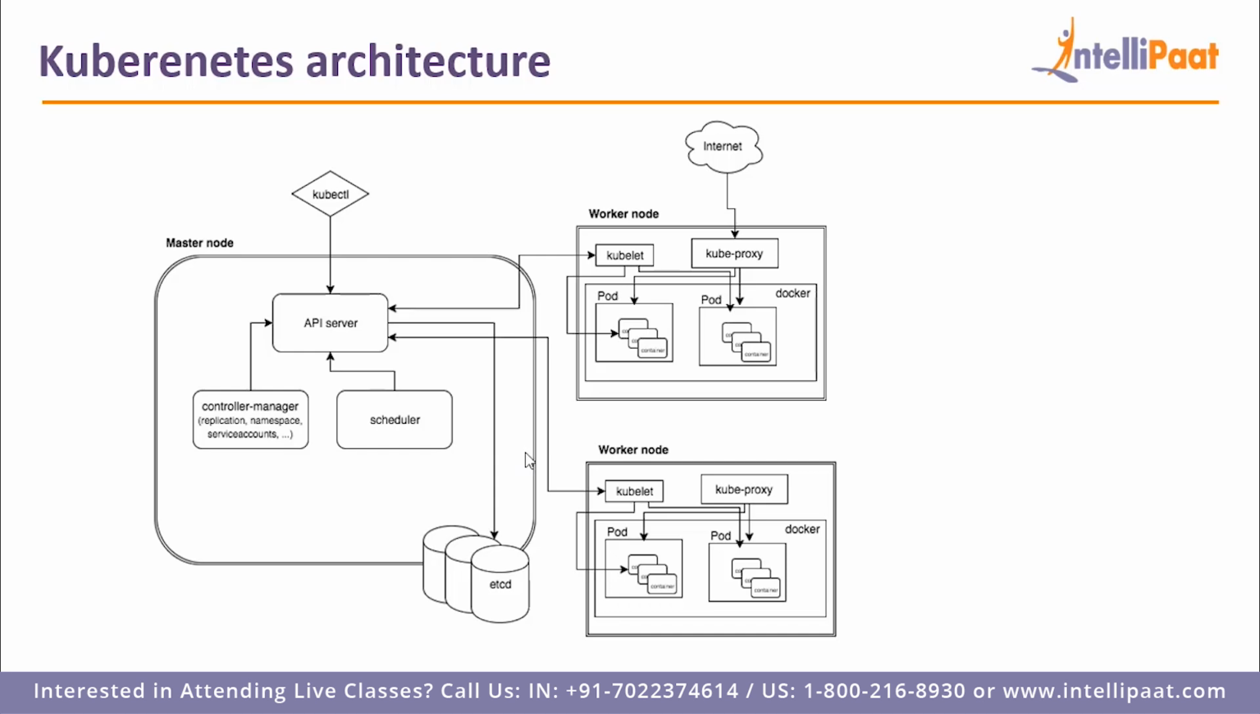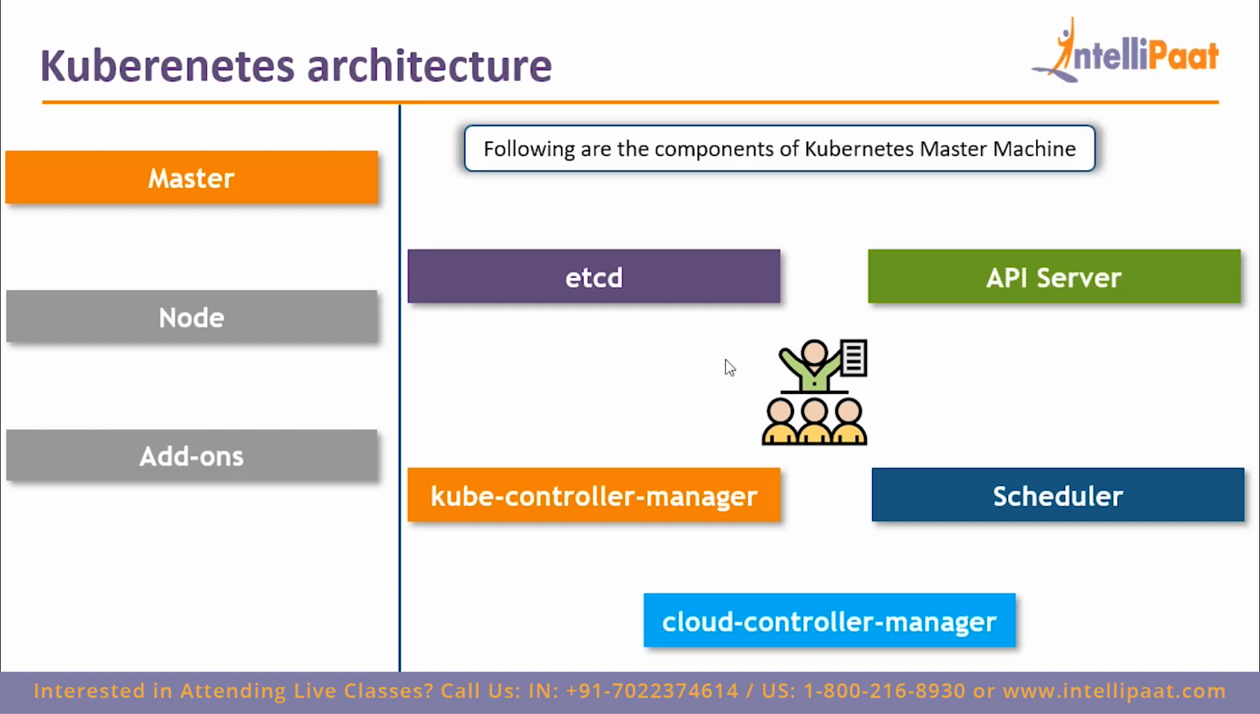And then on the worker node side, you can see there's a kubelet, there's a kube-proxy, and there are different pods. Above it there's Docker, but you can have any other containerization platform through which you can create containers. And then there is the internet. We'll be hitting each of these individually, one by one. So let's start off with the master. We saw there was etcd, an API server, a kube controller manager, a scheduler, and a cloud controller manager. We'll hit all of these one by one now.